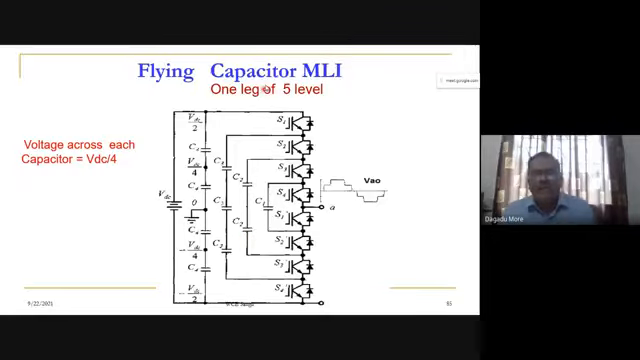So this is one leg of the 5 level flying capacitor MLI. We have similar additional legs, and we have seen it here already. What are the 5 voltage levels particularly for this 5 level inverter? That is plus VDC by 2, plus VDC by 4, 0, minus VDC by 4, and minus VDC by 2. That VO voltage, those 5 levels we can have here. We have shown it here.